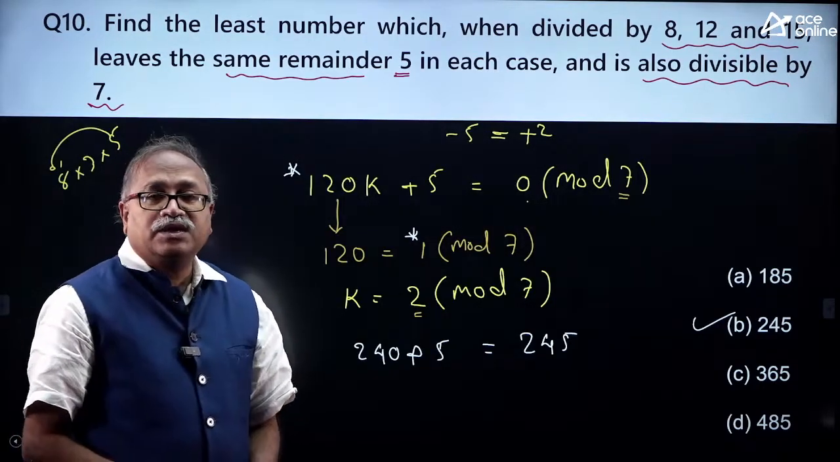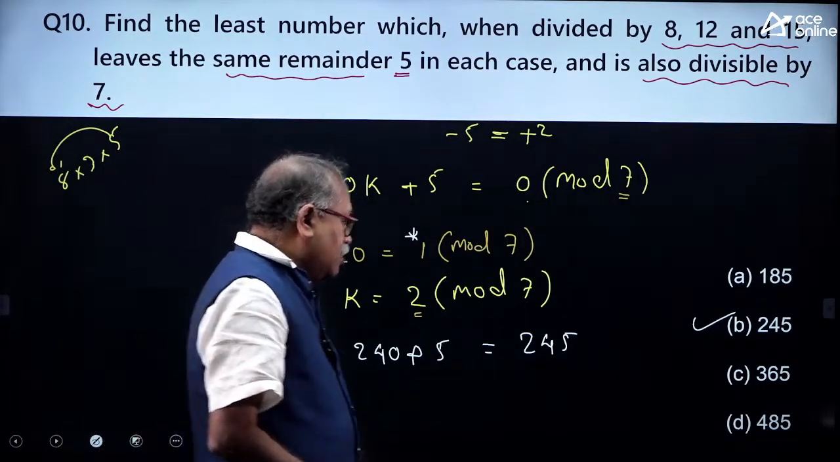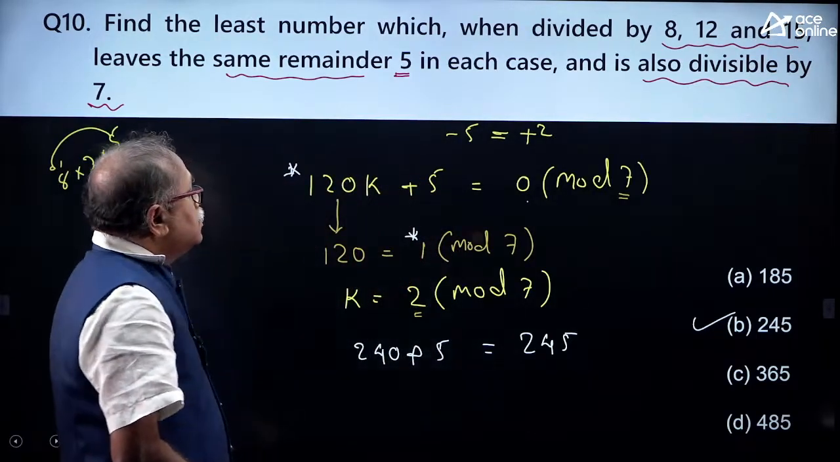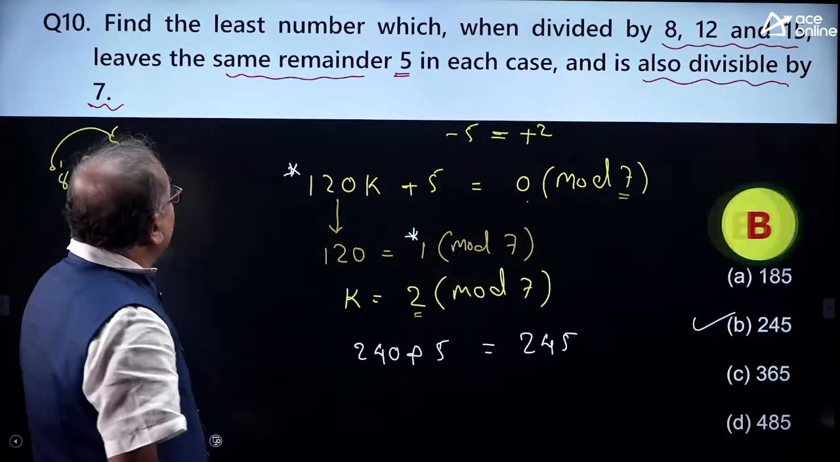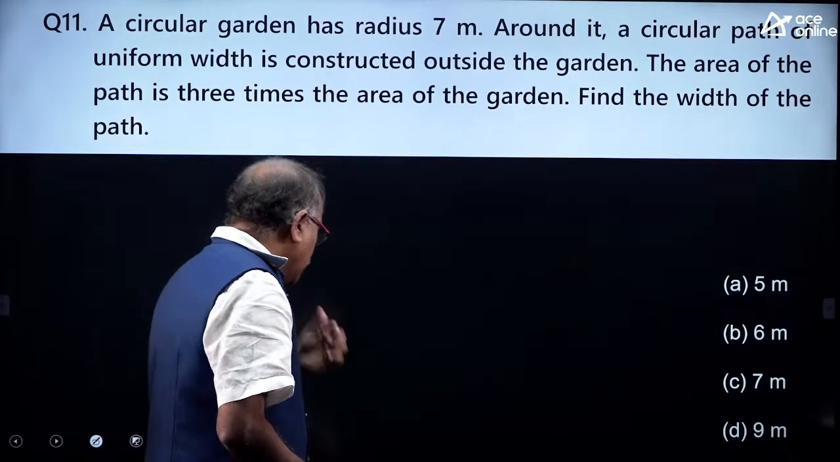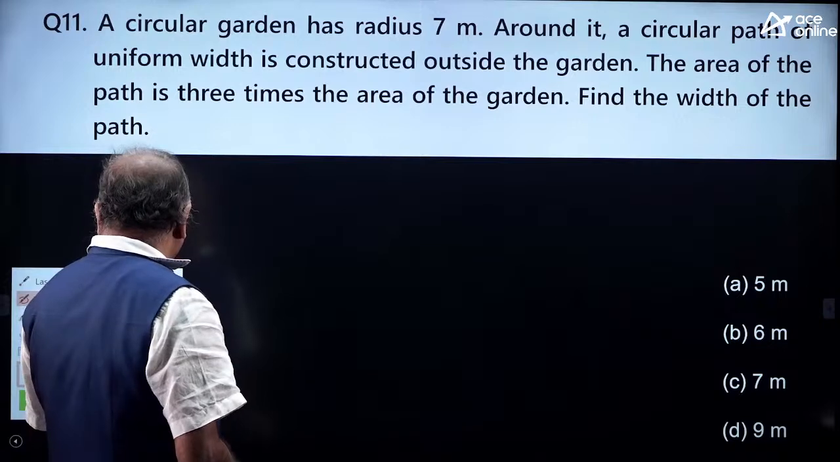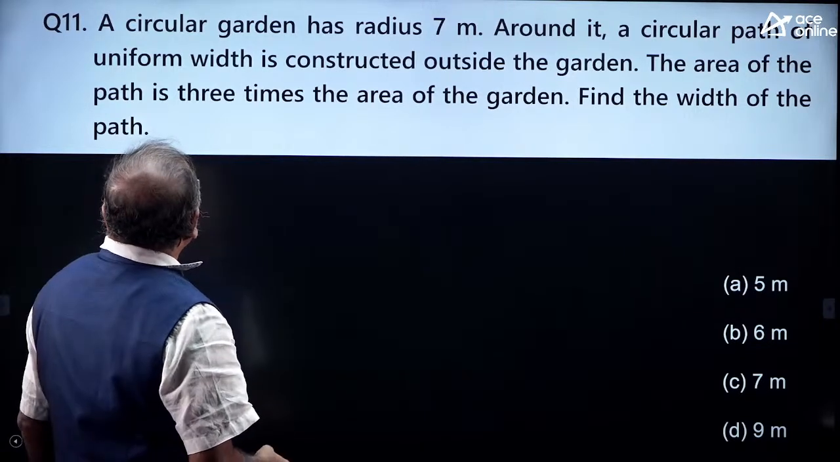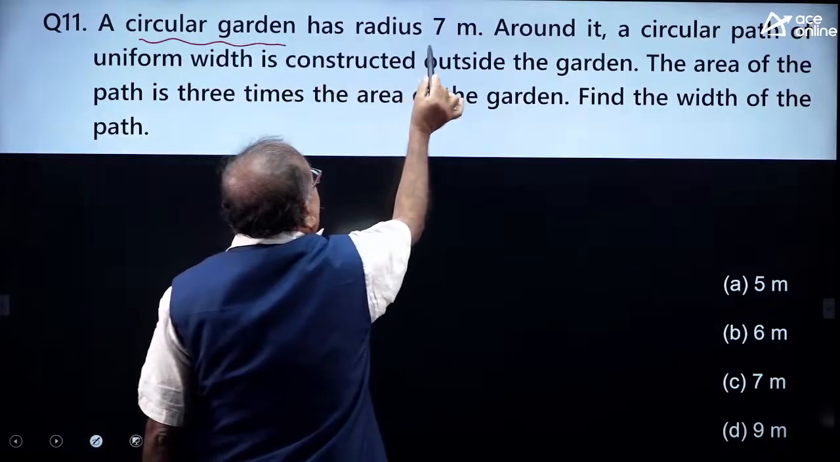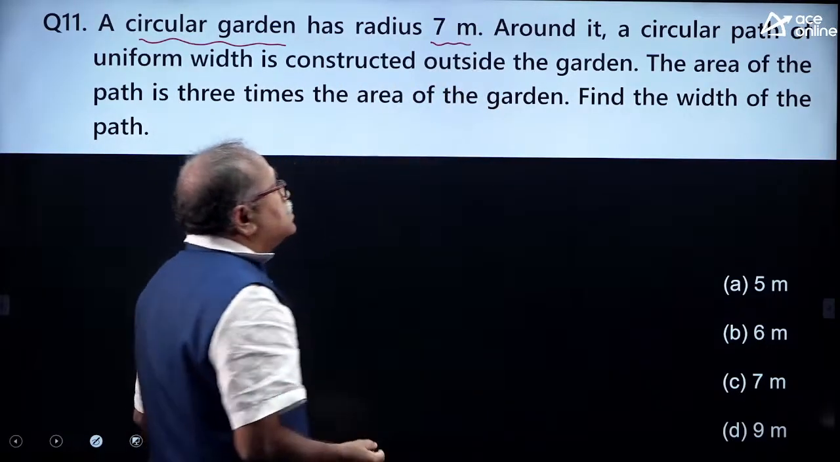Hope my friends you are understanding this. Allow me to move on to the next question. Your next question is this. What is this question? Allow me to read. A circular garden has a radius of 7 meter.